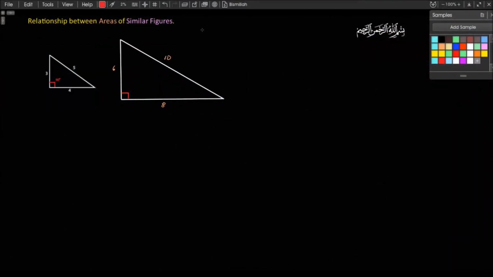Bismillahirrahmanirrahim. Today I'd like to talk about the relationship between areas of similar figures. So if two figures are similar, then all their sides will have the same proportion.